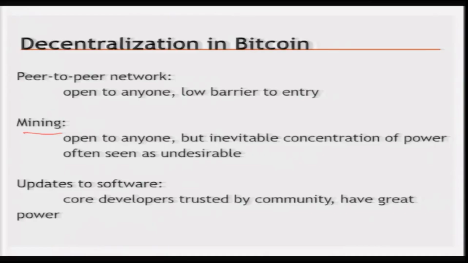The question is who gets rewards. The third thing is updates to the Bitcoin software. Sometimes you may decide that the rules have to change, or you find a bug in the software which everybody else is running.